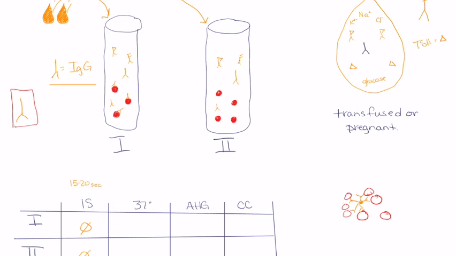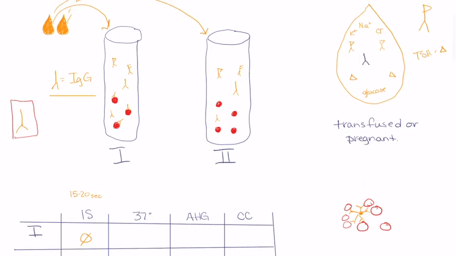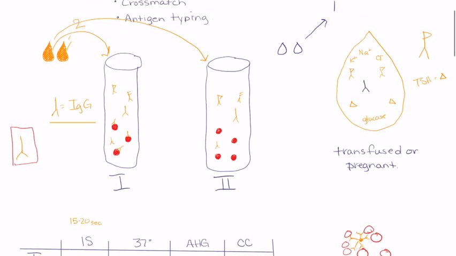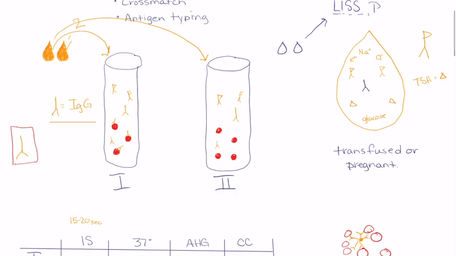All right, so next what we're going to do is add enhancement media. Let's make that a different color. We'll make it blue. So we'll add 2 drops of enhancement media. And this can be anything like, we'll call it LIS, which is low ionic strength solution. It could be PEG. It's another one. Or albumin is also another one.